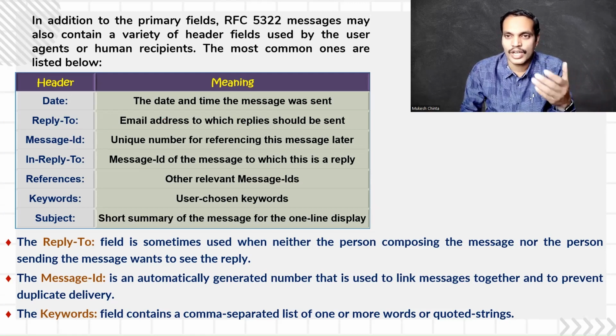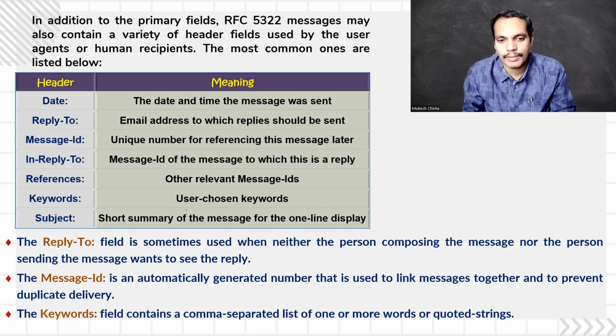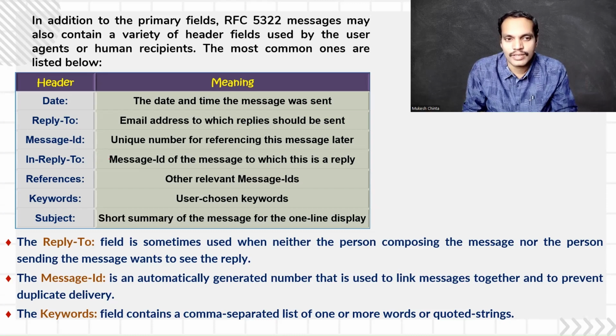So if I send the message and I want my recipient to respond, and that response to go to somebody else, that is what this reply to means. Then the next one is the message ID, which is an automatically generated number that is used to link messages together and to prevent duplicate delivery and all these things. In reply to: if you are sending a reply message, you can simply add the message ID of the message to which you are sending a reply. That is the case in reply to.